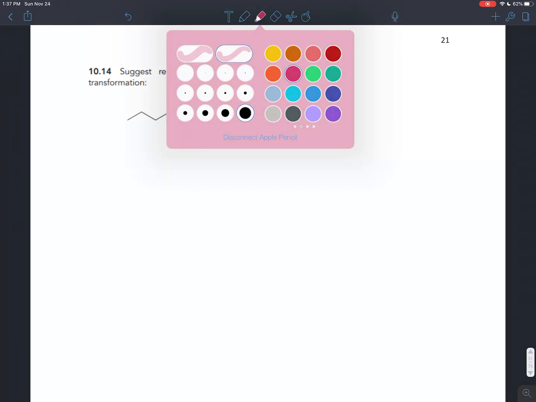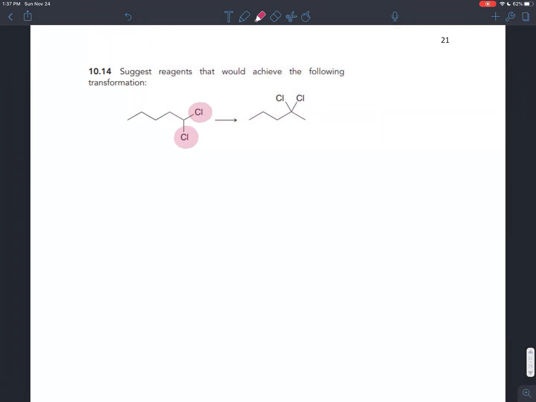So one thing that changed is we have these two chlorines here, and they're on that end carbon, and they're not there anymore. So they disappear. In other words, they're eliminated. So whatever else we know we have to do, we have to eliminate those chlorines, we have to do elimination.